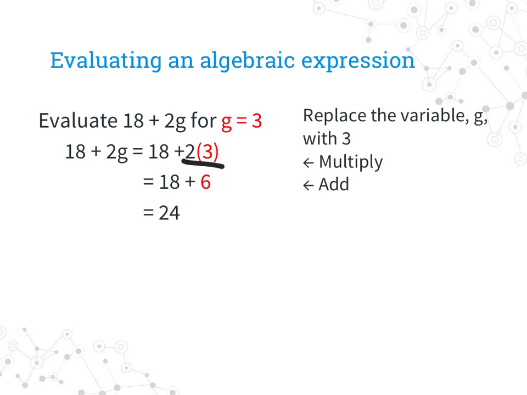Remember, the operations stay the same. So since the equation says 2 times g, now we have 2 times 3. And then we just simplify according to our order of operations. So first we multiply 2 times 3, and that gives us 6. And now we just add. 18 plus 6 is 24. And that's really all there is to it. Let's try another one.